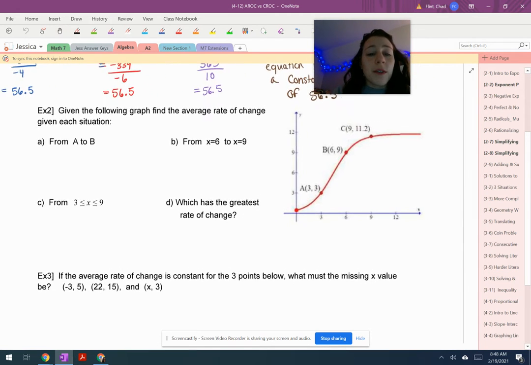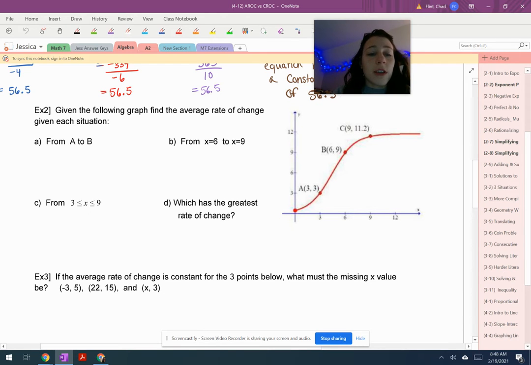Okay, so example 2, given the following graph, find the average rate of change given each interval.